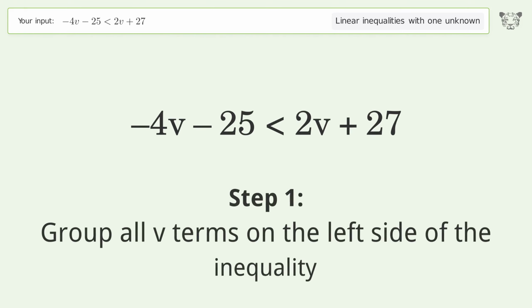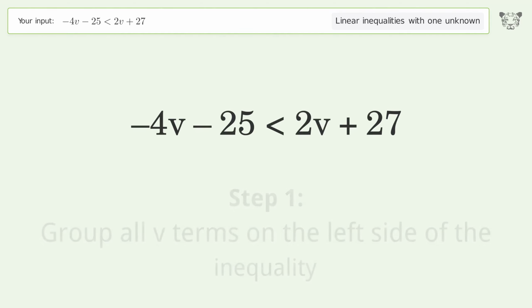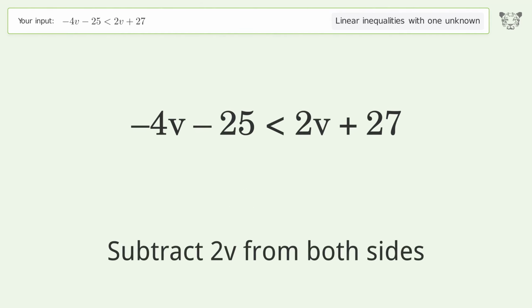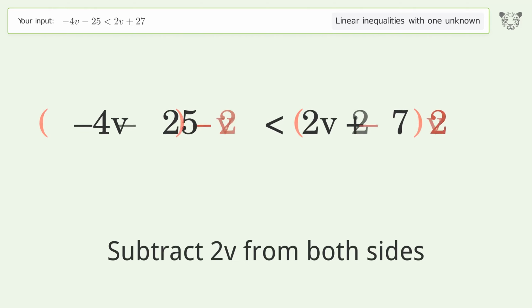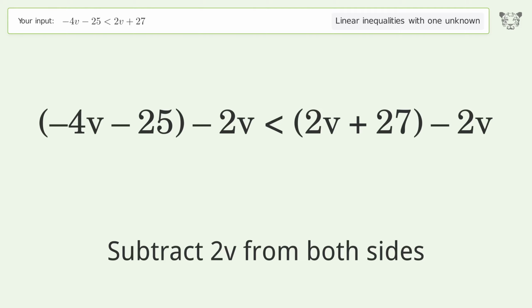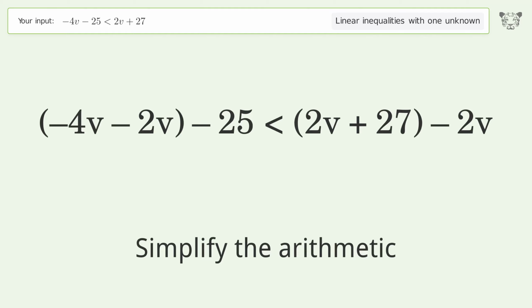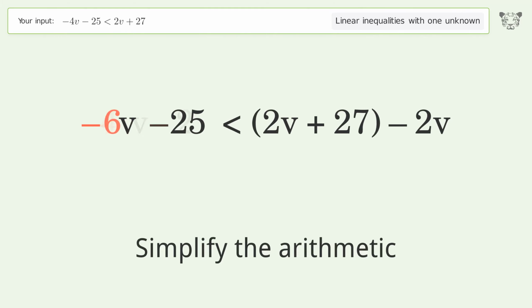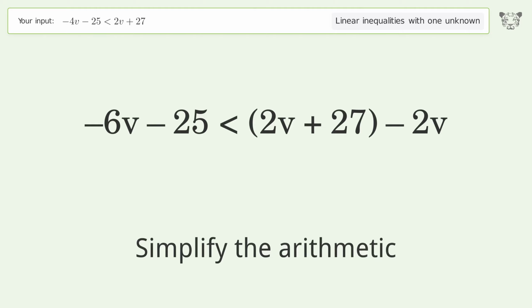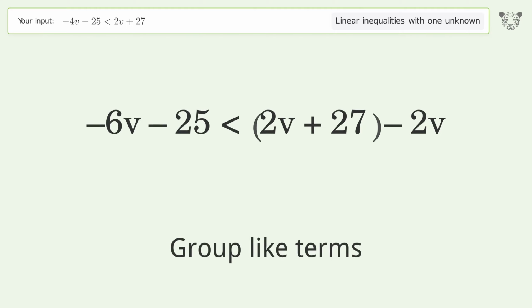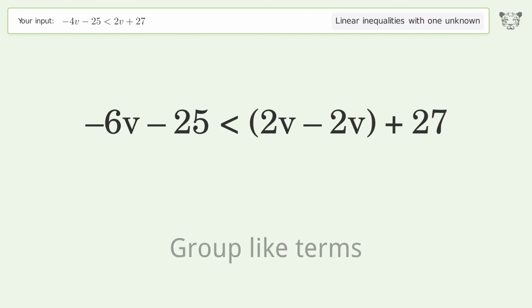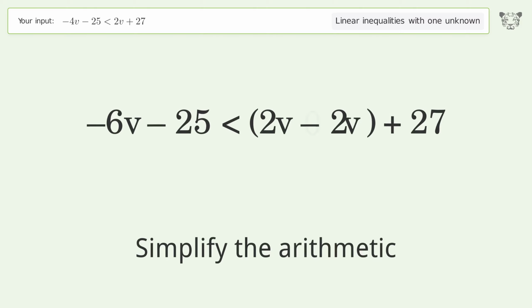Group all v terms on the left side of the inequality. Subtract 2v from both sides. Group like terms. Simplify the arithmetic. Group like terms. Simplify the arithmetic.